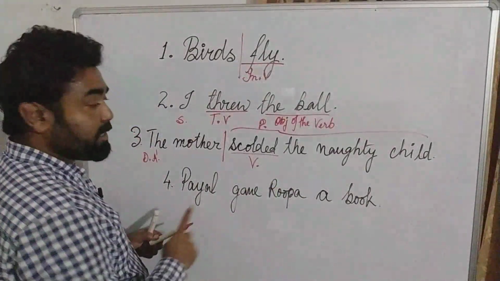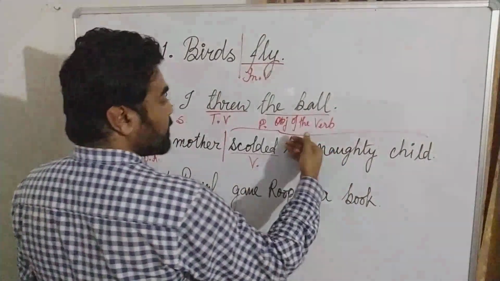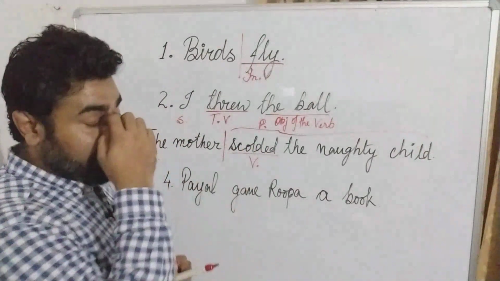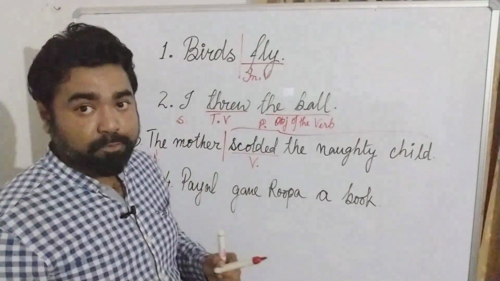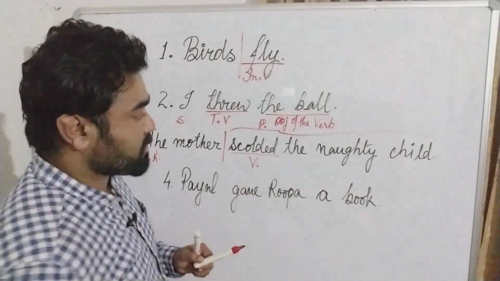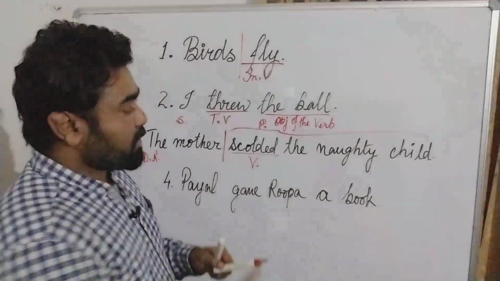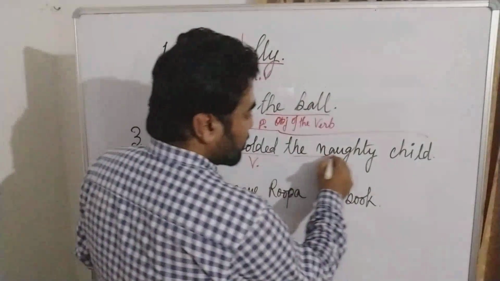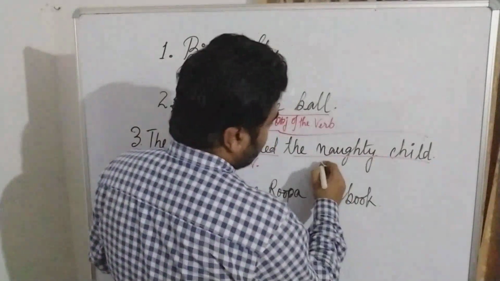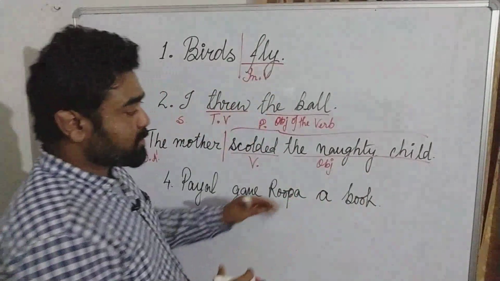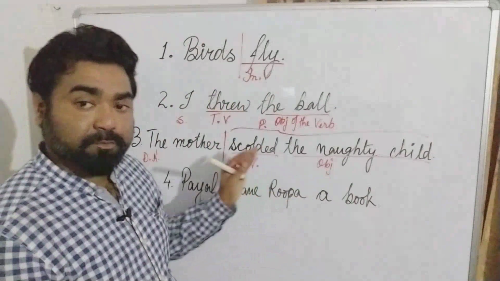And again, let's apply the previous thing. If I remove this part, the mother scolded, does it make complete sense? It does not. So we need additional information to complete the meaning of the sentence. Hence we supply the phrase the naughty child. So now that means the naughty child is what? It is the object. Okay, object of the verb. I'm just writing object here, but it is the object of the verb.